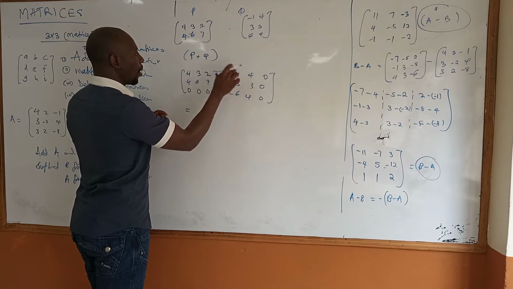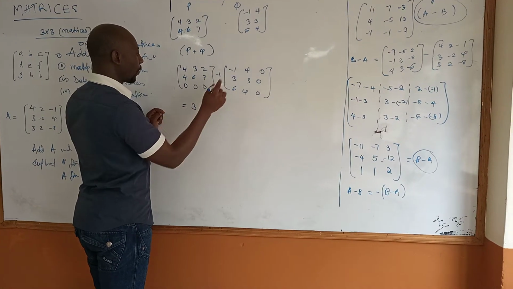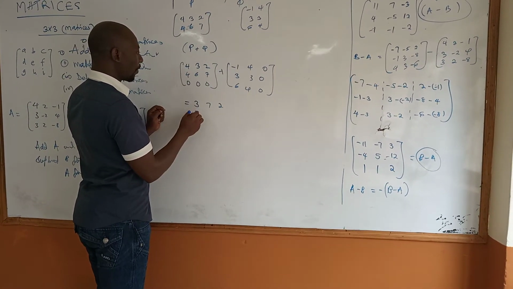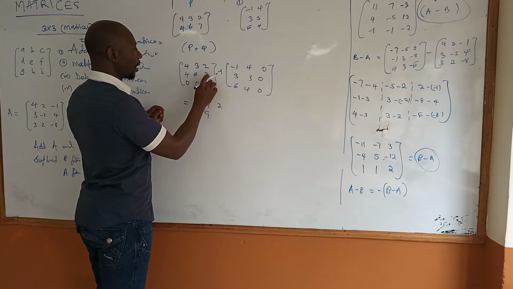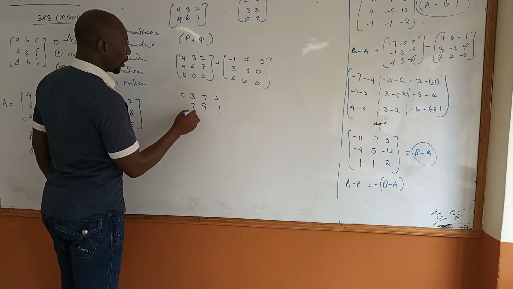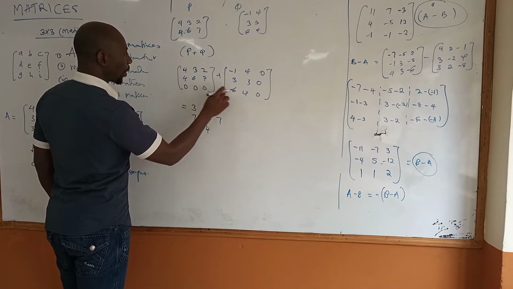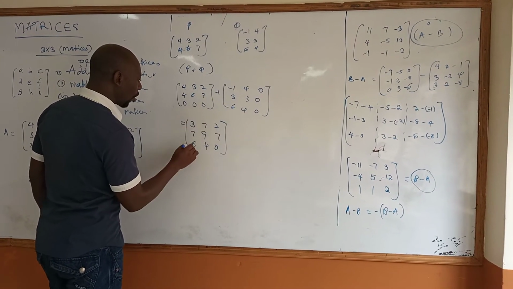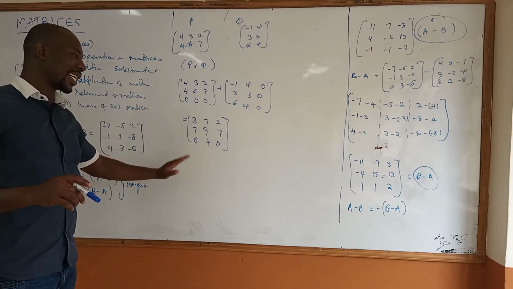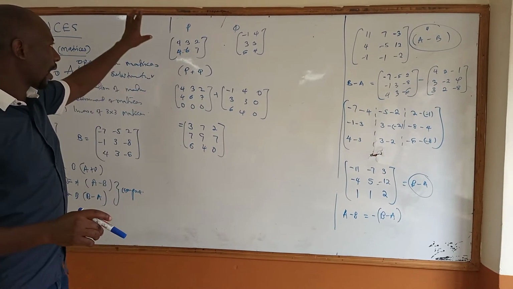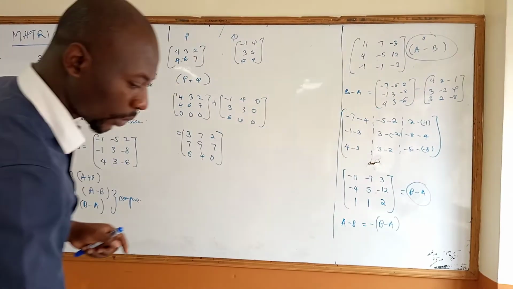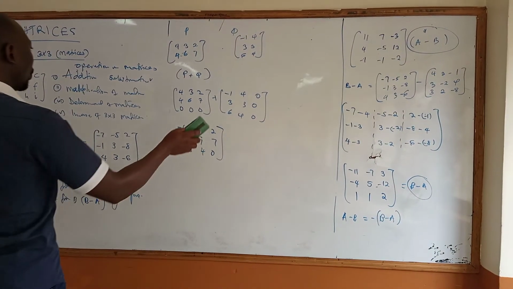That is 4 plus -1 gives you 3, 3 plus 4 gives you 7, 2 plus 0 gives you 2, 4 plus 3 gives you 7, 6 plus 3 gives you 9, 7 plus 0 gives you 7, 0 plus 6 gives you 6, 0 plus 4 gives you 4, 0 plus 0 gives you 0. So if you complement the rows and the missing columns, you'll be able to perform the operation directly by just complementing with the 0. So if you are given an incomplete 3 by 3 matrix, complement it with zeros to perform the operation.